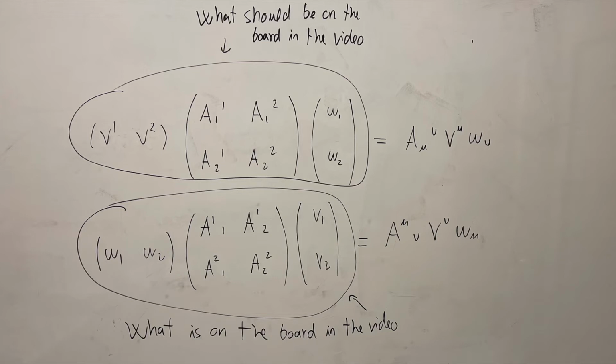So when you look at the board, just assume that what is written in there is the matrix product on the line above. The matrix product on the line below is the one that actually stays on the board, but it should be mentally swapped by the correct one. My apologies, and let's go back to it.